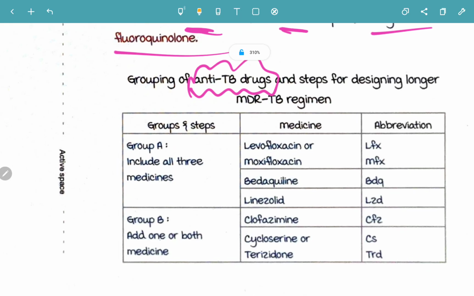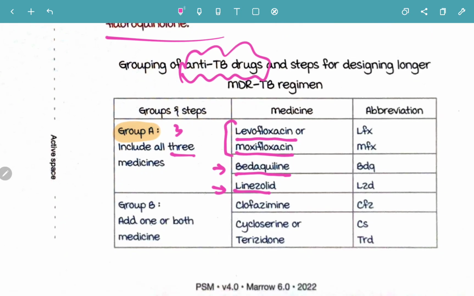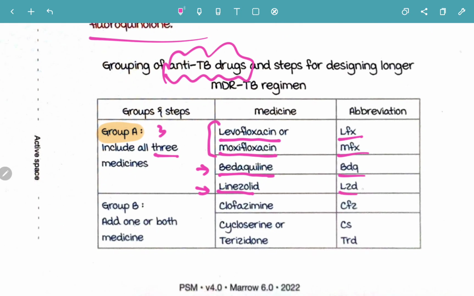So the first group, let's look at group A. Group A consists of 3 medicines basically. First is levofloxacin or moxifloxacin. The second one is bedaquiline, and the third drug is linezolid. So what are your group A drugs? Levofloxacin or moxifloxacin, second bedaquiline, and third linezolid. Levoflox, moxiflox, bedaquiline, linezolid.